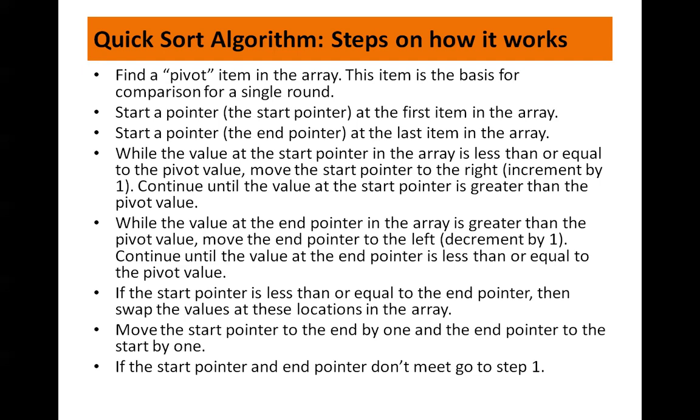If the start pointer is less than or equal to the end pointer, then swap the values at these locations in the array. If it is at the same position or at a different position, you need to swap the values. That means the start pointer should be less than or equal to the end pointer. Now move the start pointer forward by 1 and the end pointer back by 1. If the start pointer and the end pointer don't meet, go to step 1. That is, go back and again start finding a new pivot and apply the same steps again. Now let us look at an example so the concept will be more clear.